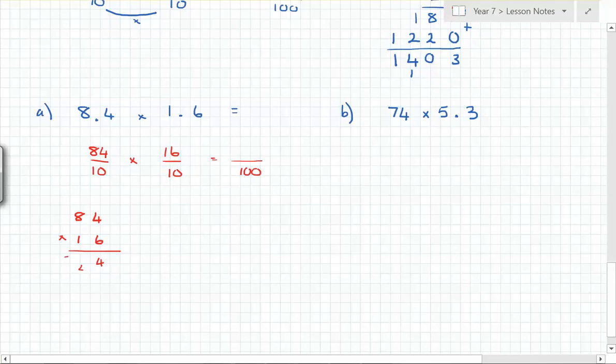Plus 2 makes 50. So now we've got a 0 and do 1 times 4 is 4, 1 times 8 is 8. Add them together: 4, 4, 8 plus 5 makes 13. So we've got 1344 over 100. So the answer to this is 1,300, no, 1, 3, 4, 4. Oh, the decimal. 13.44 is the answer.